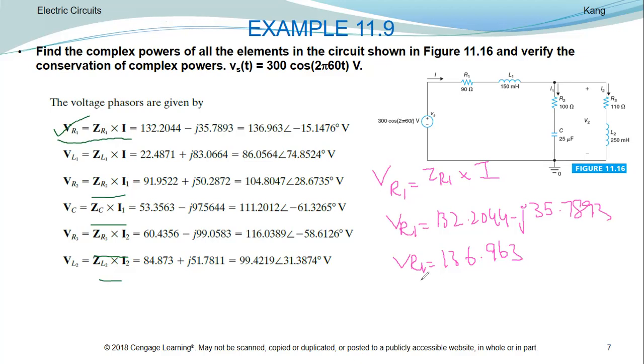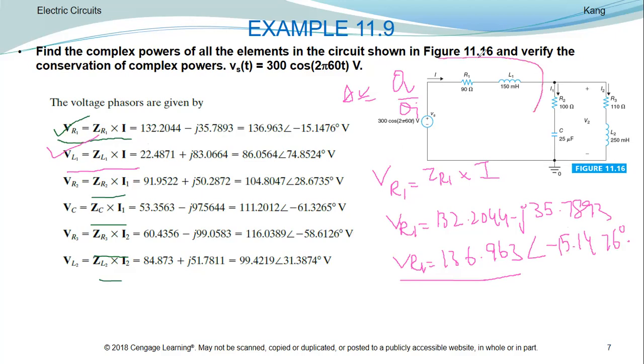So this is the value of VR1. Sorry for the interruption, class. So 136.963 with the angle of what? It is given here. We can find it using the phasor formula: the angle of V will be equal to the angle of V divided by the angle of I. So this will be equal to minus 15.1476 degrees. From this formula, we can find VL1 from this equation.